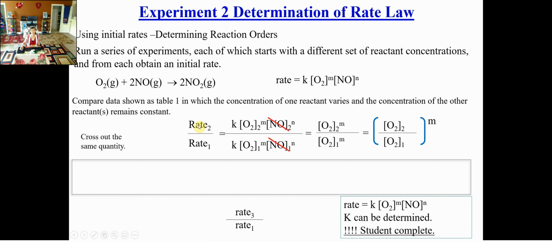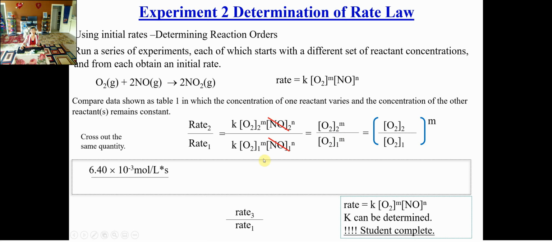You simplify this: rate 2 over rate 1. Simplified, K can also be crossed out. So therefore, you have the concentration of oxygen for your number 2 divided by the concentration of oxygen for your number 1. So you have this number, which is 2 times the first one. Therefore, you are going to replace the numbers into your equation.